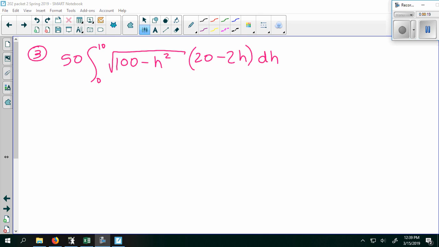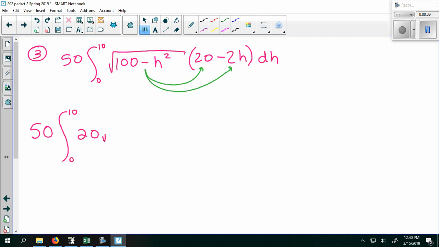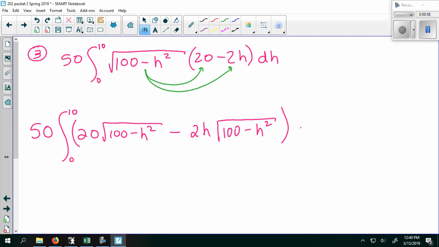All right, so I'm going to distribute the square root to both terms in my parentheses. So I'm going to do this whole square root times the 20 and the whole square root times the minus 2h. So this is 50 times the integral from 0 to 10 of 20 square roots of 100 minus h squared minus 2h times the square root of 100 minus h squared, all times dh.